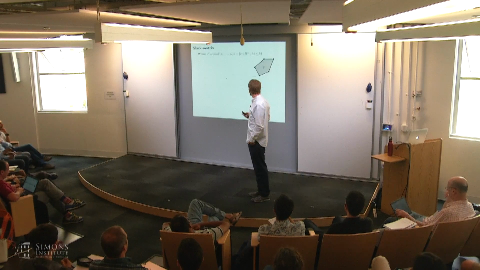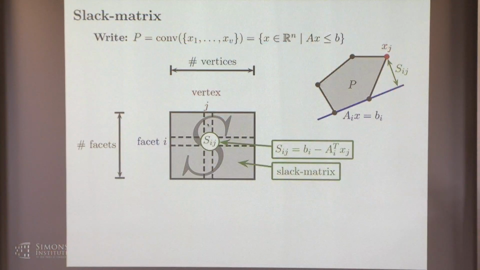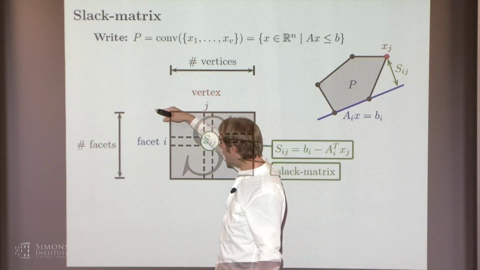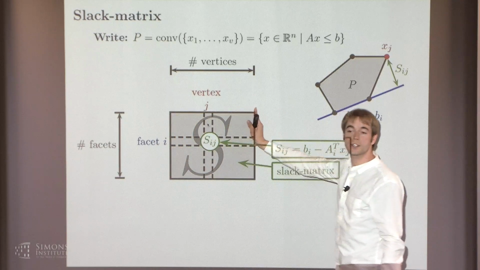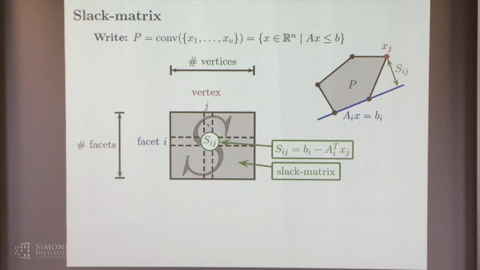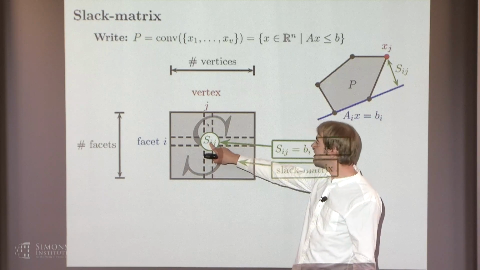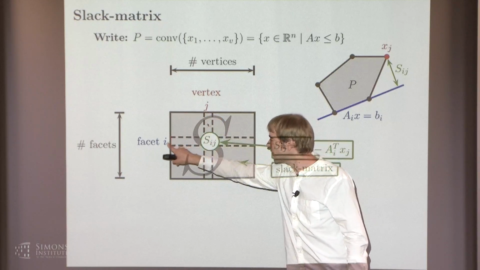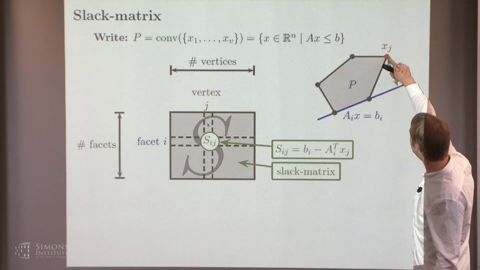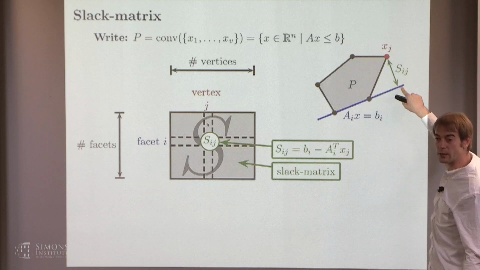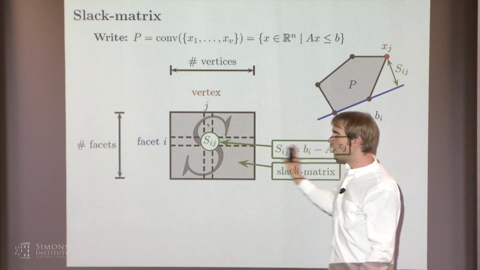Okay, so the slack matrix. It's a giant matrix where you have a row for every inequality describing your polytope, and a column for every vertex describing your polytope. The entry gives the slack that this vertex has with respect to that facet. Depending on the scaling, it's proportional to the distance of the vertex to that hyperplane. So this is a giant matrix with only non-negative entries.